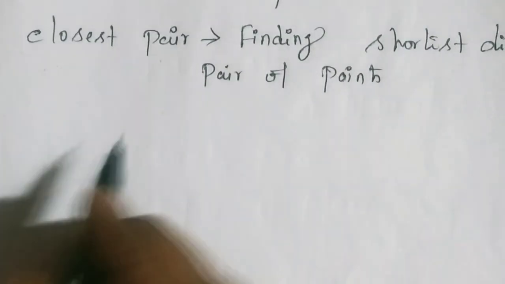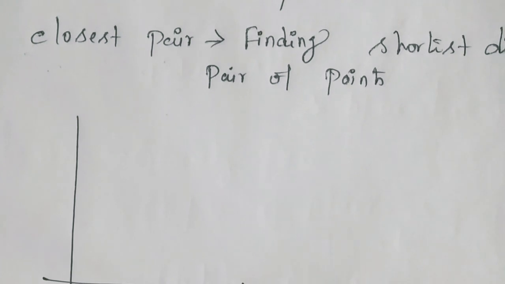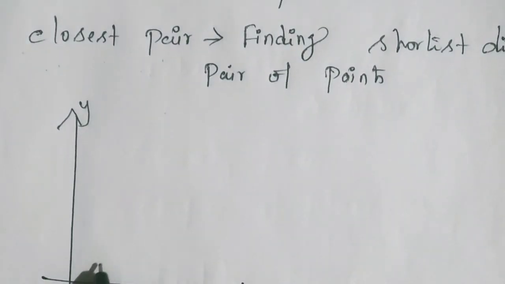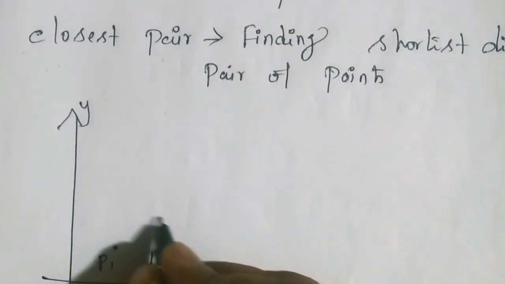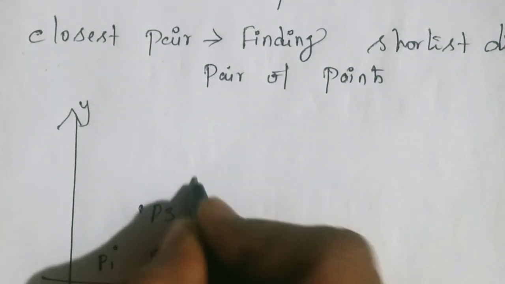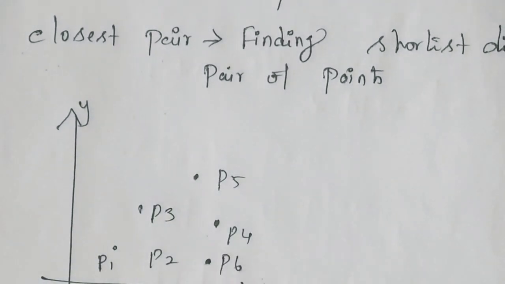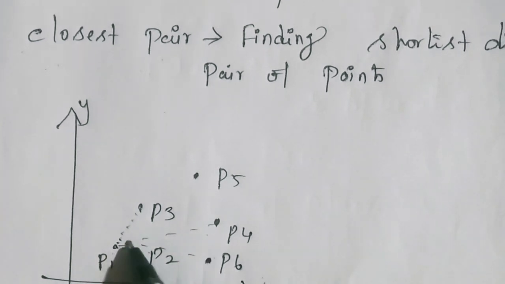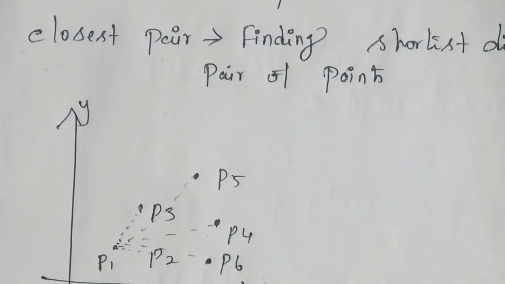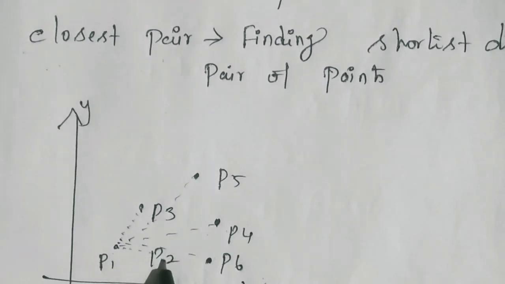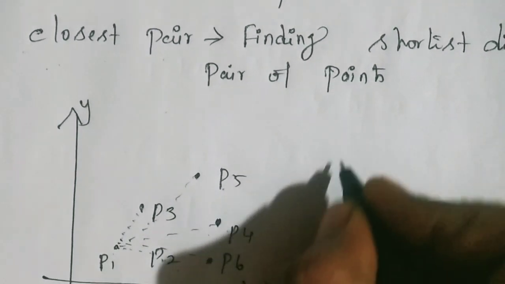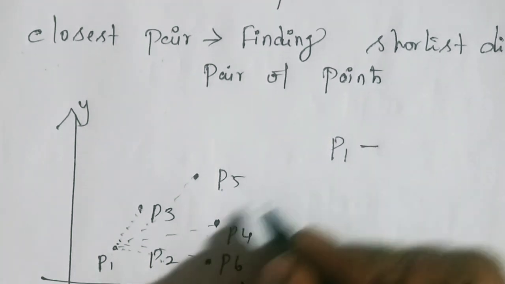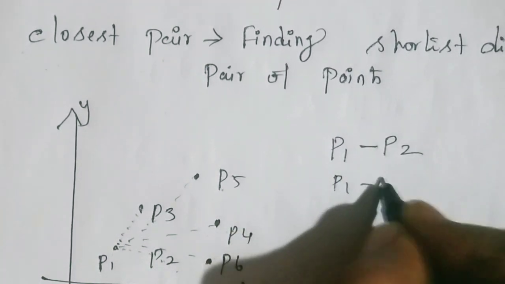For that, for example, we'll consider an x and y plane with a number of points, for example p1, p2, p3, p4, p5 and p6. Now we have to find the distance from p1 to p2, p1 to p4, p1 to p6. Likewise, we have to find all possible solutions. Similarly, we find the distance from p2 to p3, p2 to p4, p2 to p5 and p6.